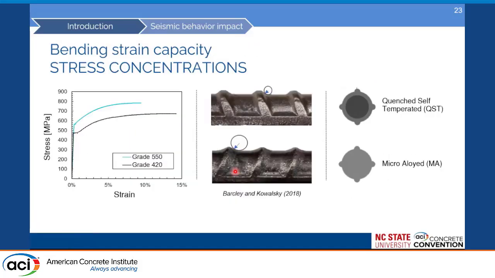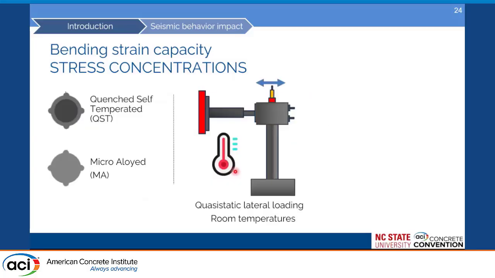So far, research has told us that the strength of the steel, the rib radii, and the manufacturing process play a role in the bending strain capacity of the reinforcing steel. However, these results have been obtained from quasi-static lateral loading and also room temperature conditions. And this leads us to: where is our research right now? What else do we need to take a look at, right?